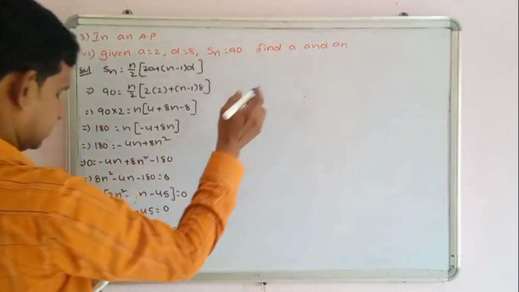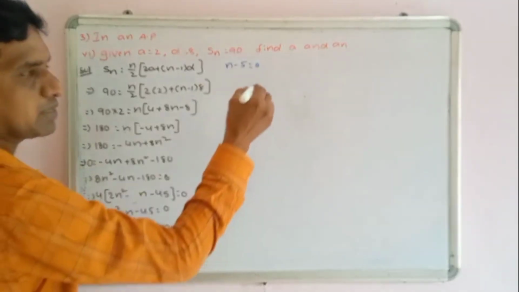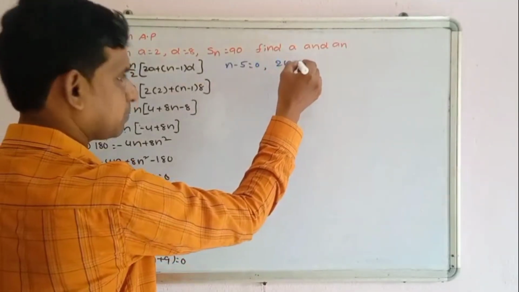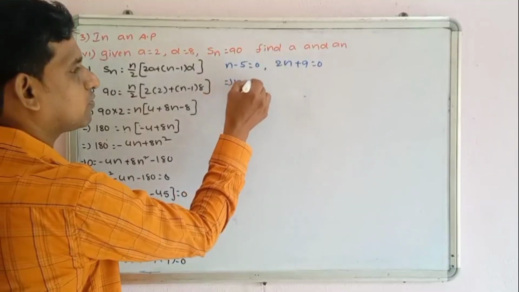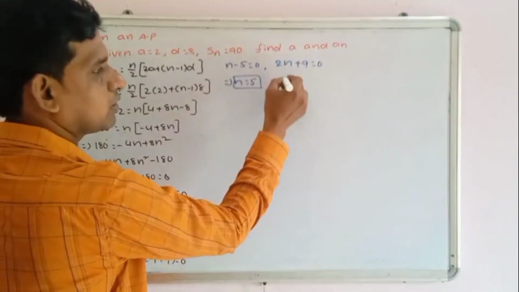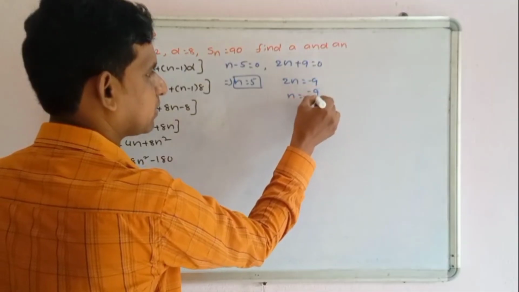So n minus 5 equals to 0. Another one is 2n plus 9 equals to 0. n minus 5 equals to 0 means n equals to 5. So here 2n equals to negative 9. So n equals to negative 9 by 2.